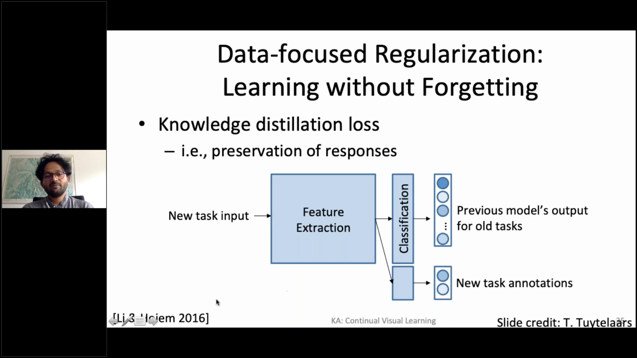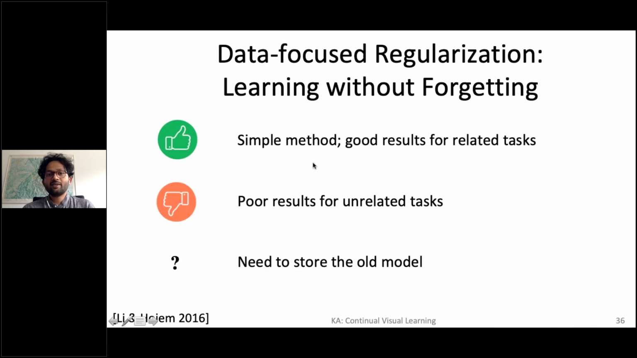One of the popular examples of this work is that of Li and Hoiem from about 6 years ago now, and this works reasonably well. In fact, in some cases, despite the method being very simple, it has shown very good results, especially when the old and the new tasks are very related. On the contrary, this type of approach has shown poor results when the tasks are very different, when they're unrelated, so to speak.